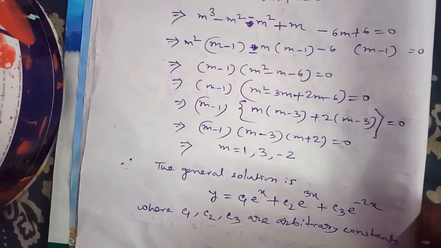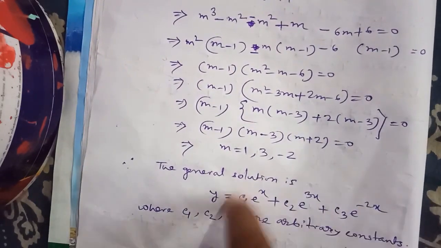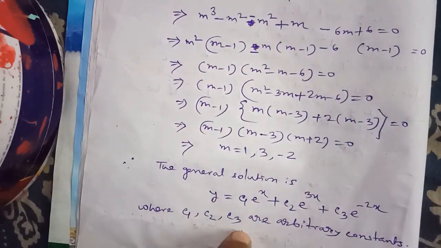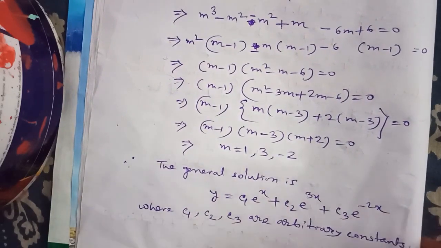Why am I calling it the general solution here? Here the right side is 0. That means this is the complementary function. The complementary function is the general solution, and c1, c2, c3 are arbitrary constants.